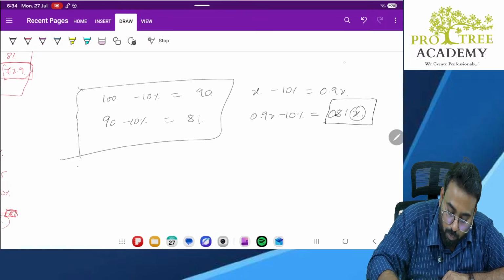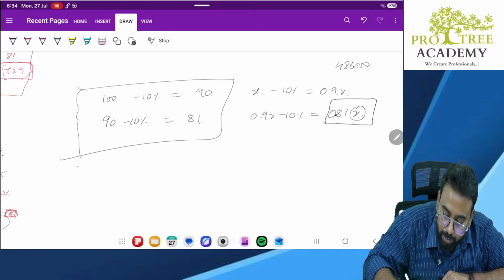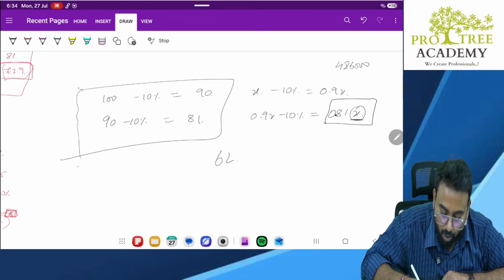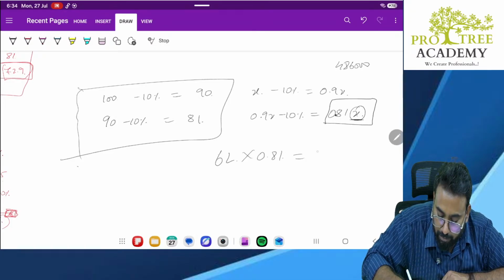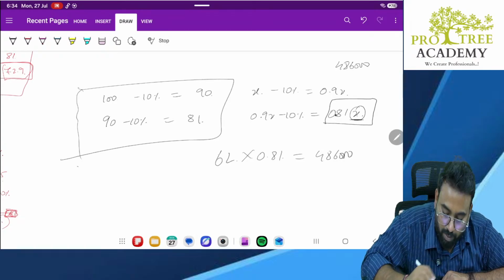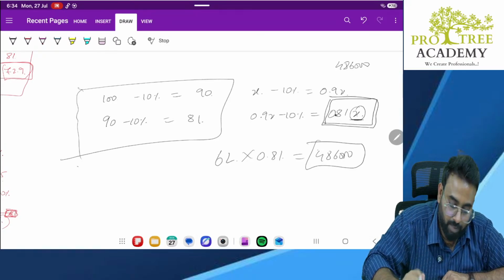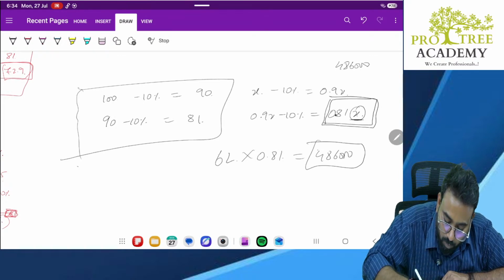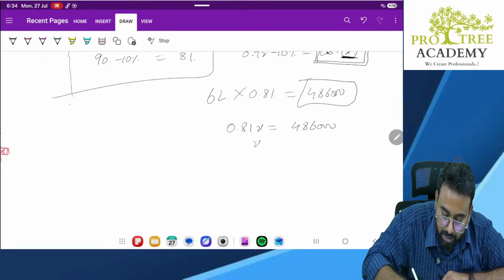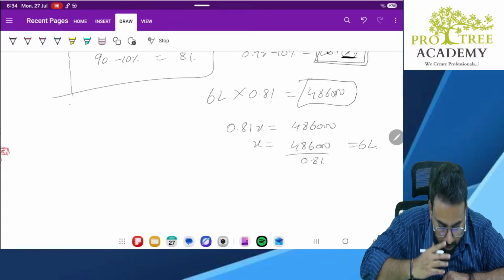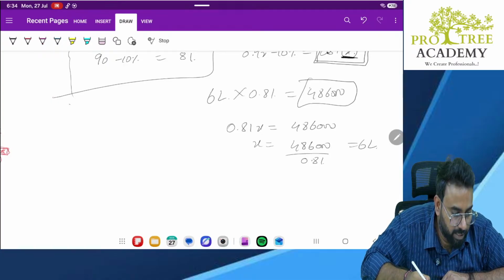Now, we don't know what x is, but we know this one. For 0.81x we have the value, that is 4,86,000. See, we had 6 lakh. On that, after multiplying by 0.81, we got 4,86,000. Correct? So this 4,86,000 represents this 0.81x. If you want to find out what x is, you do the same thing. 0.81x is represented by 4,86,000. So x is equal to 4,86,000 divided by 0.81. That will give us x as 6 lakh. This is one method. What is another method?